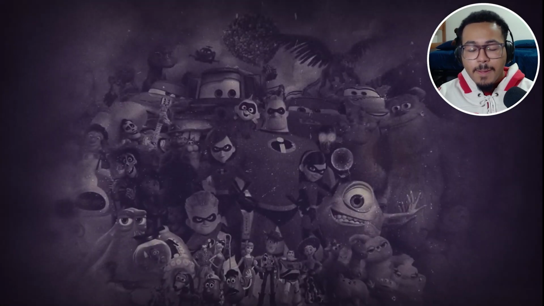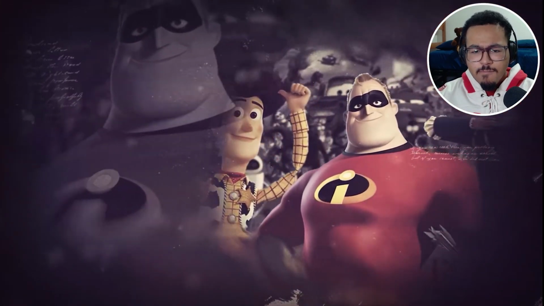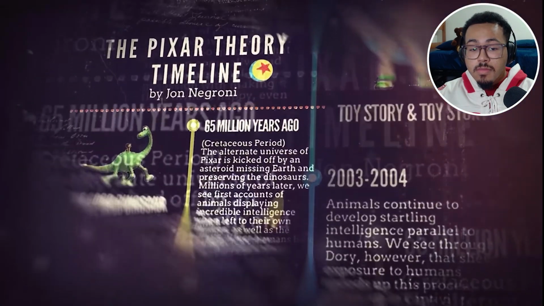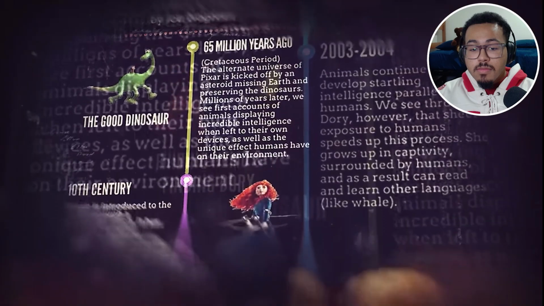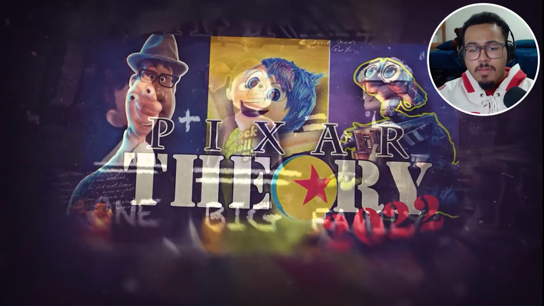By far, the most popular fan theory of all time in any media is the Pixar Theory. The idea is that every Pixar movie exists in the same cinematic universe, and all the hidden Easter eggs referencing other Pixar movies are actually carefully crafted hints that can be used to explain how all of these very different movies exist in one universe. It was created by John Negroni and has since been restated and added on to by hundreds of different people across the internet. And for good reason.